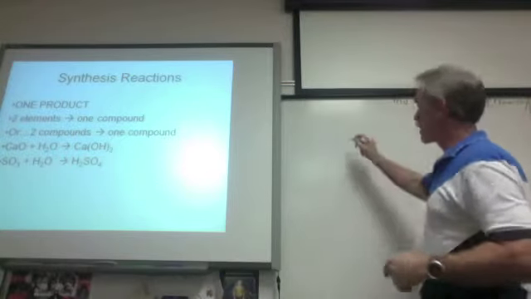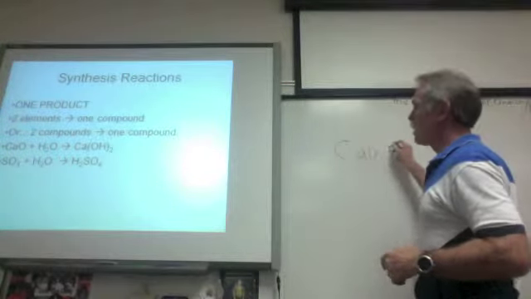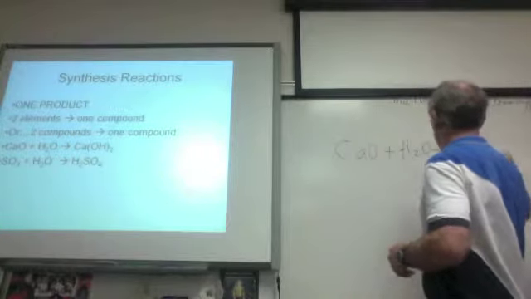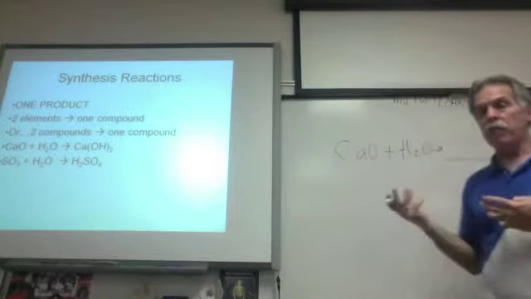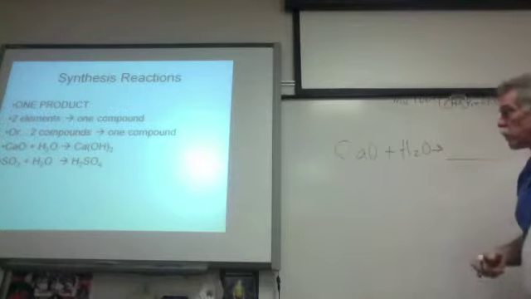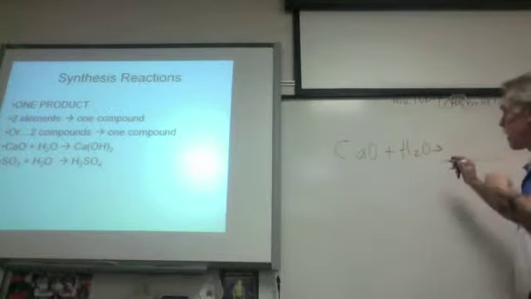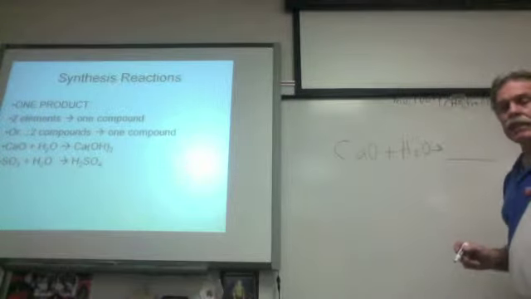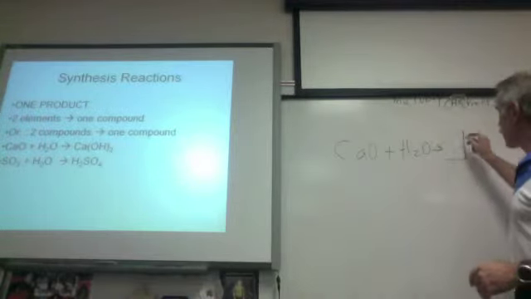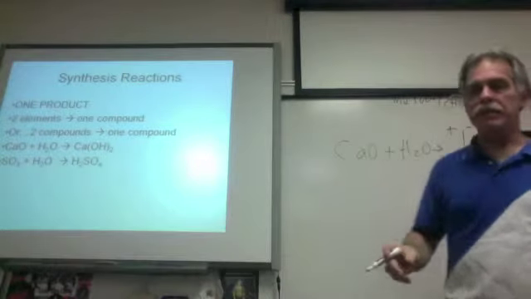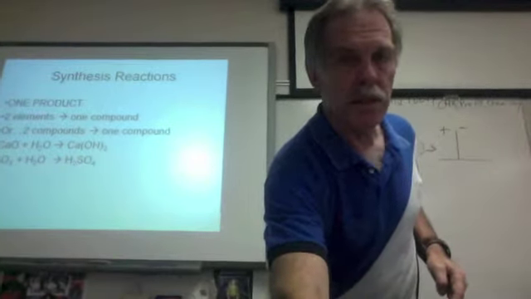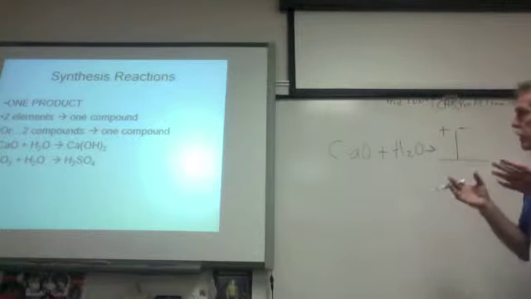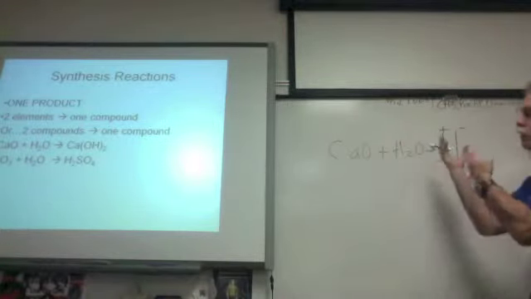So let's look at this first one. CaO plus H2O yields blank. And this is probably how you'll see this one if you get this one. So the first item is to say, all right, there's no name underneath it, so I know it's ionic. Since it's ionic, there's going to be a plus ion and a minus ion. So you'll know at that point that you could find the plus ion from what you have here.